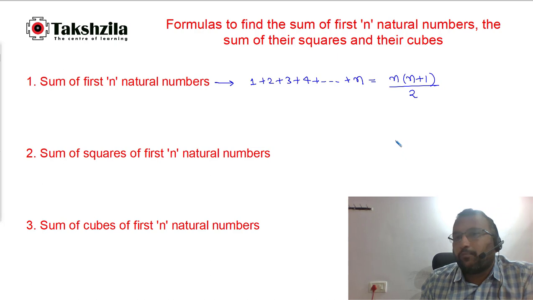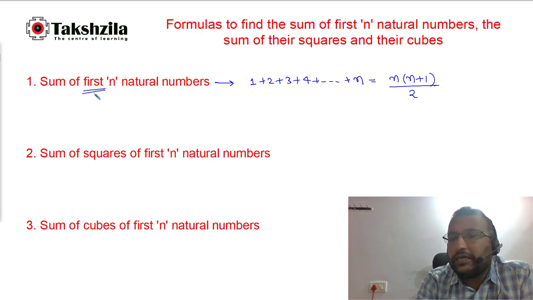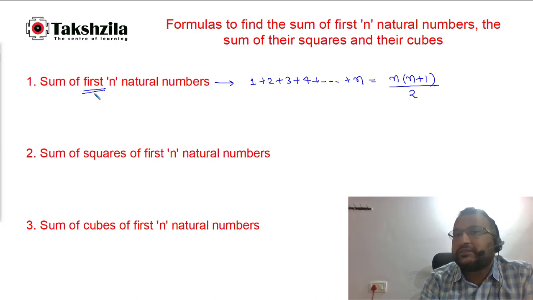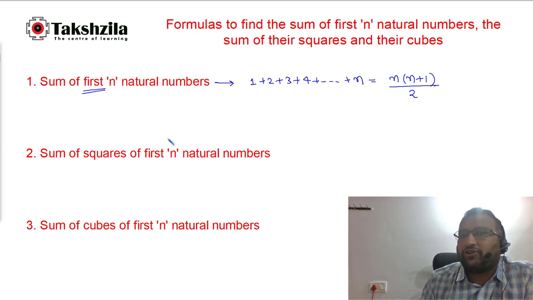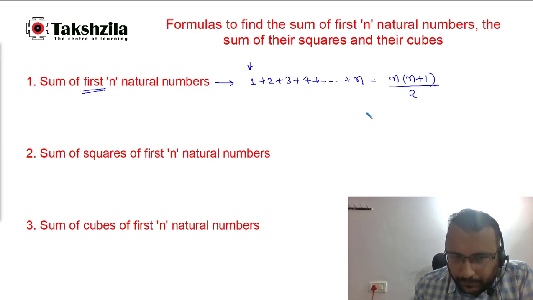Here the important keyword is first. This formula is applicable only if your series starts from the first natural number, which is nothing but 1. So this addition is equal to n into n plus 1 divided by 2. If the series doesn't start with 1, then we cannot use this formula directly.